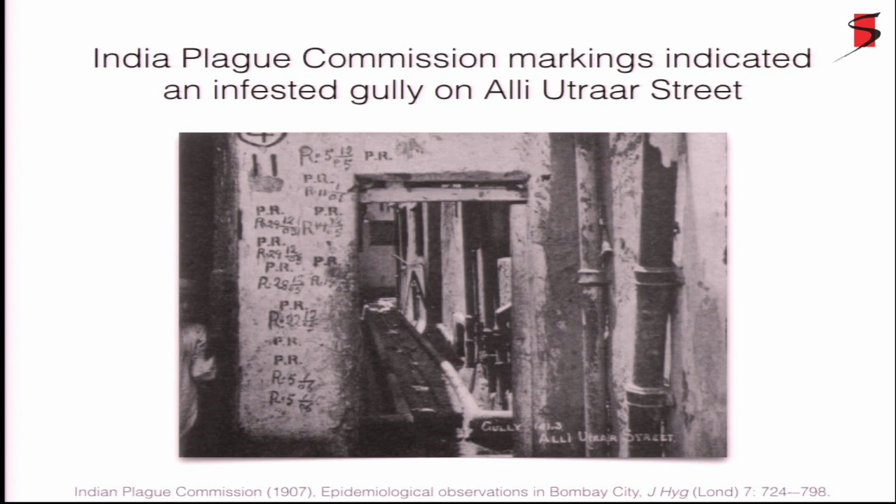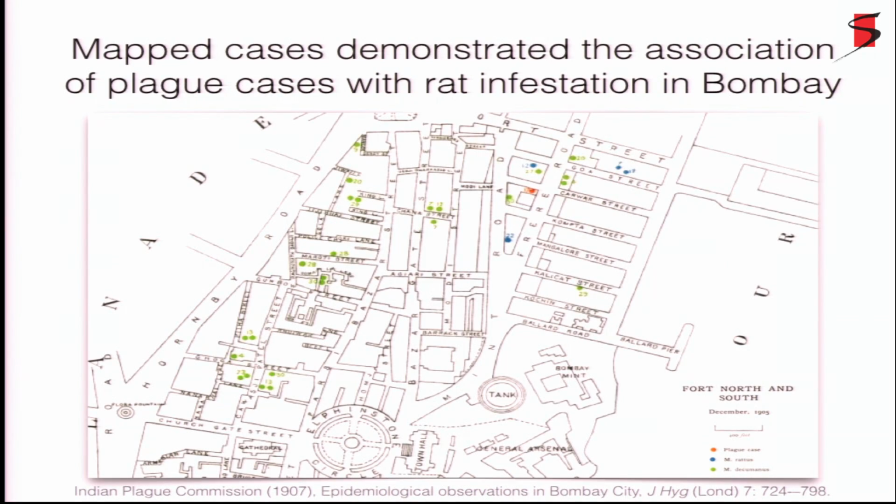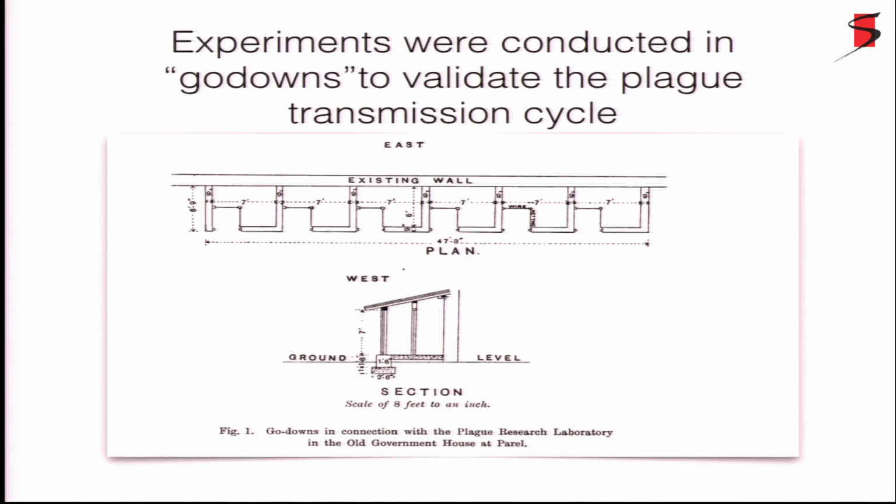And these are the markings that the India Plague Commission made in investigating an infested gully on Ali Uttar Street, marking down the kinds of rats they saw and the amount of plague that was observed in those particular places. And this is a typical map of Bombay City with the plague cases and rat infestation differentially marked. The red is a plague case in this particular case, and they actually went out and detected where they could find rats and looked at the frequency of rats in different places, and then looked at the frequency of plague cases and made the association, of course, between the rat presence and the occurrence of plague.